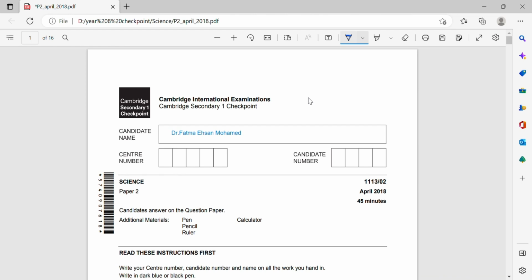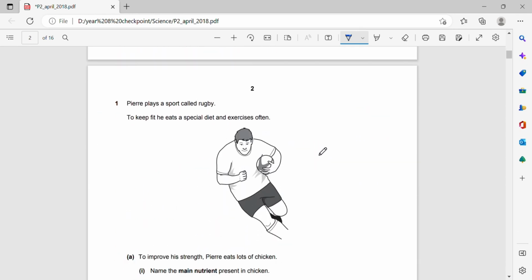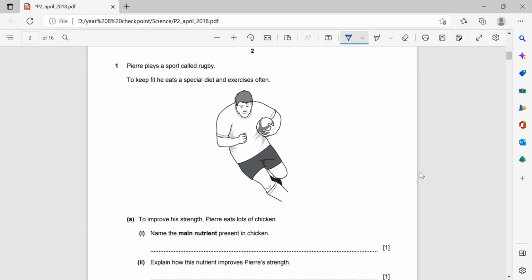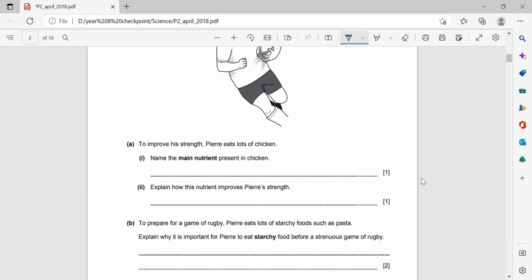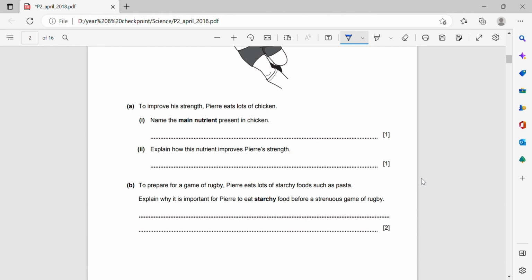Today we are going to solve Cambridge Lower Secondary Checkpoint, April 2018, paper 2. Question number 1. Pierre plays a sport called rugby. To keep fit, he eats a special diet and exercises often. To improve his strength, Pierre eats lots of chicken. Name the main nutrient present in chicken. The main nutrient present in chicken is protein.